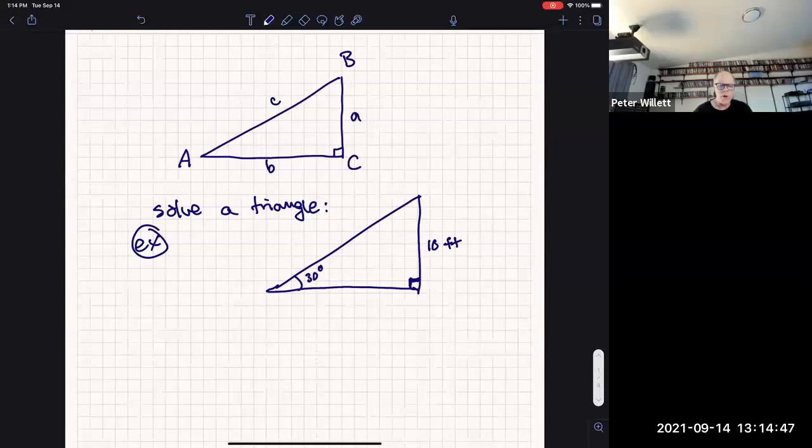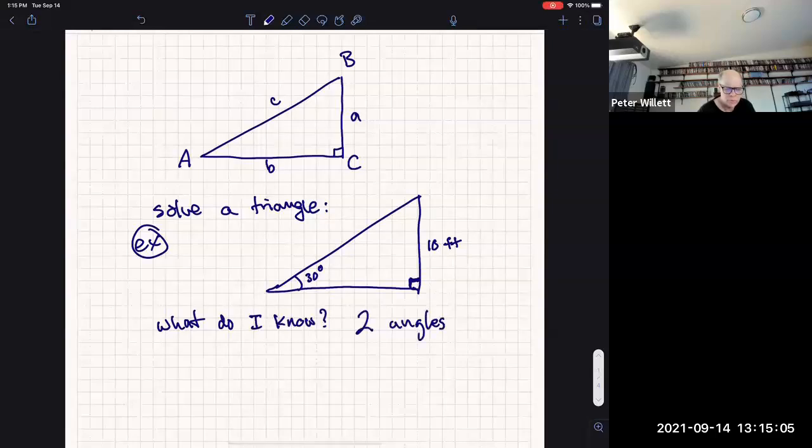So what do I know about this triangle? I know two angles. There's a 30-degree angle that I marked there, and there's a 90-degree angle because it's a right triangle, and that's marked. And I know one side. It's the 10-foot side.